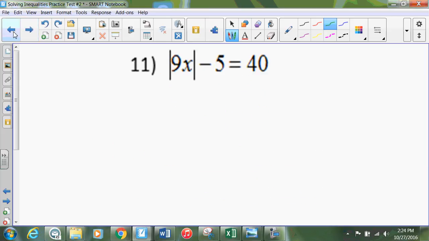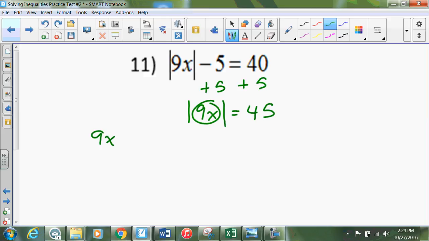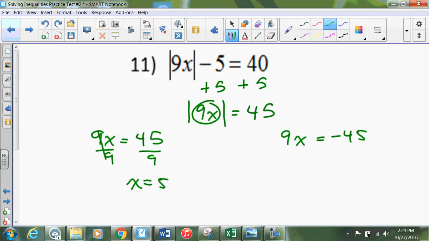Okay, did I skip 11? I thought I did. All right, here we've got this -5 that's in our way. We cannot move forward unless we get the absolute value sign alone. So I've got 2 ways to be 45 away from 0. 9x can be 45 away from 0 by being equal to 45, and 9x can be 45 away from 0 by being equal to -45. And I'm going to simply solve these. So our solution is either 5 or our solution is -5.